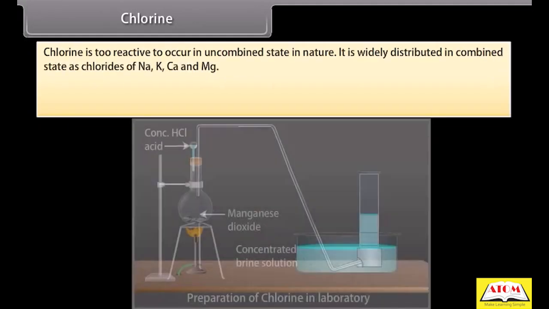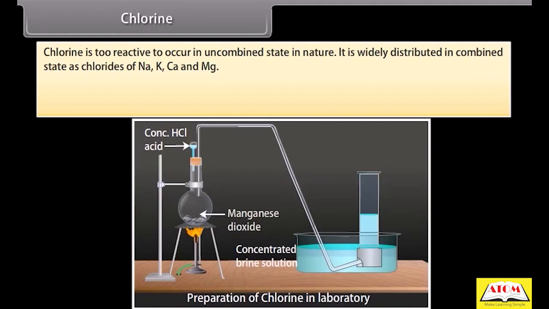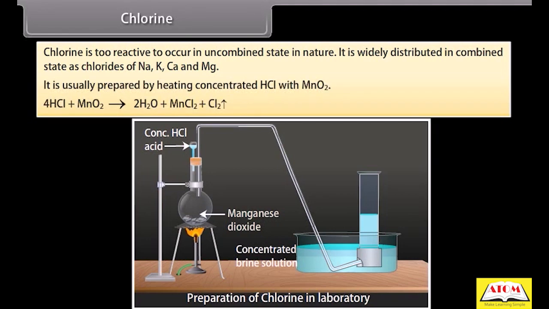Chlorine. Chlorine is too reactive to occur in uncombined state in nature. It is widely distributed in combined state as chlorides of Na, K, Ca and Mg. It is usually prepared by heating concentrated HCl with MnO2.